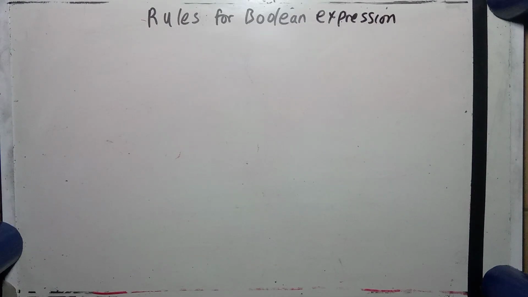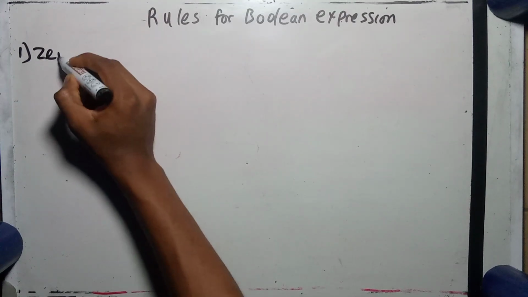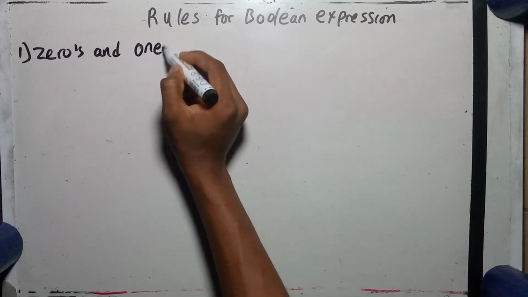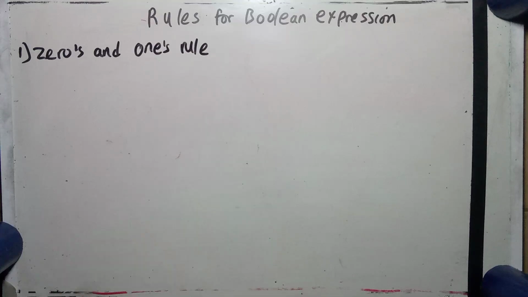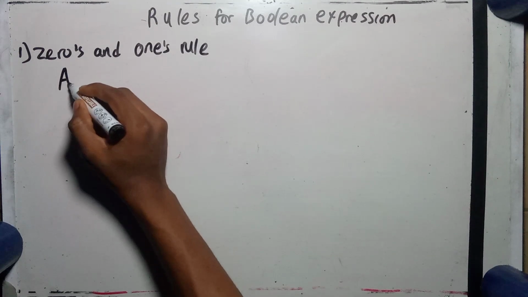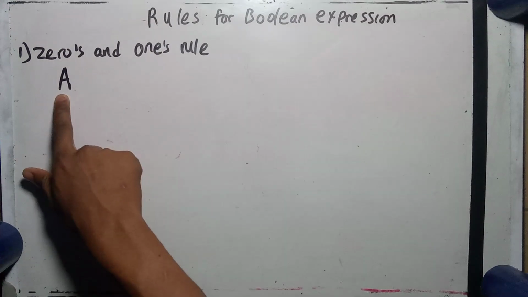Now, there are common rules in Boolean expression. One of them is that of the zeros and one rules. In Boolean, we say if a Boolean algebra, this is our variable this time around.